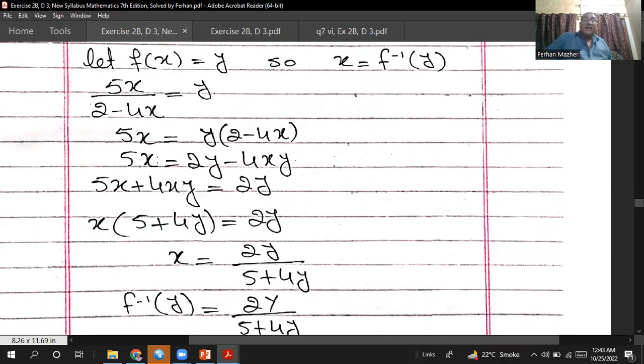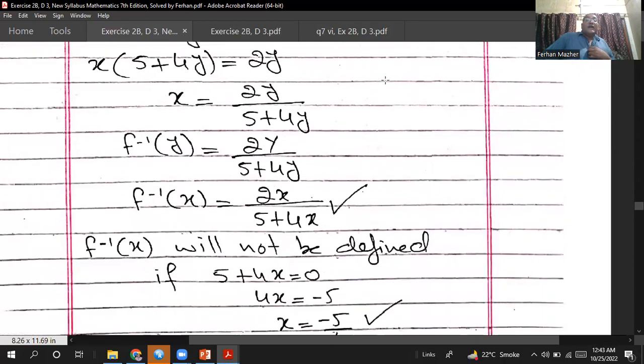So x can be written as f inverse of y. So f inverse of y is equal to 2y divided by, and in the denominator we have 5 plus 4y. So I will change the variable, and f inverse of x will be equal to 2x divided by 5 plus 4x.